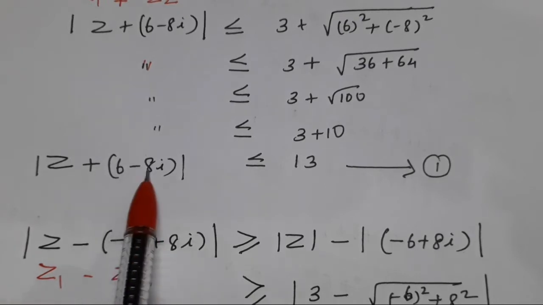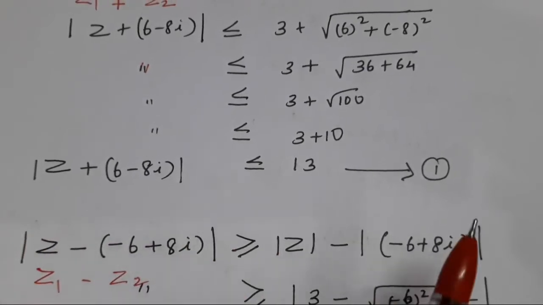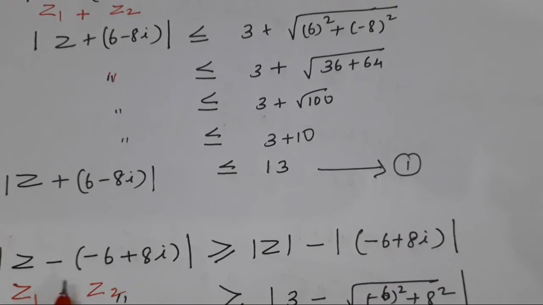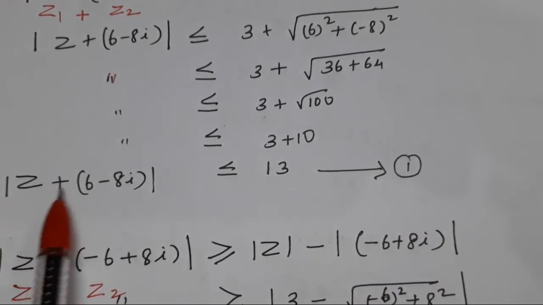Minus into plus is what? Minus. Therefore, first we use the property modulus of z1 plus z2. Now using the property modulus of z1 minus z2, we just make a small simplification.